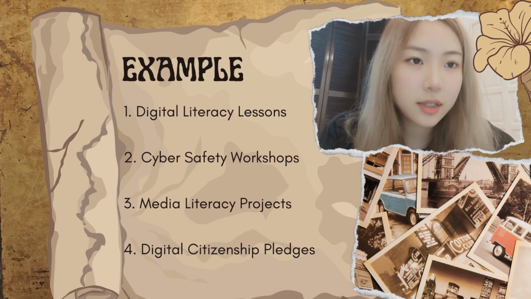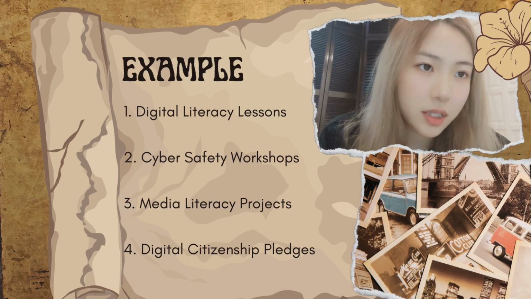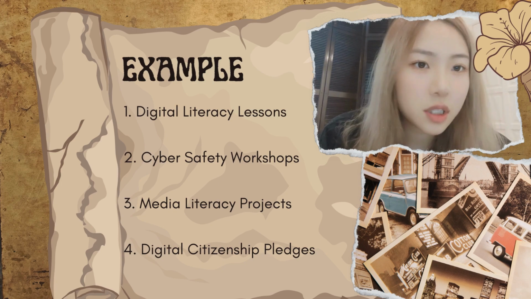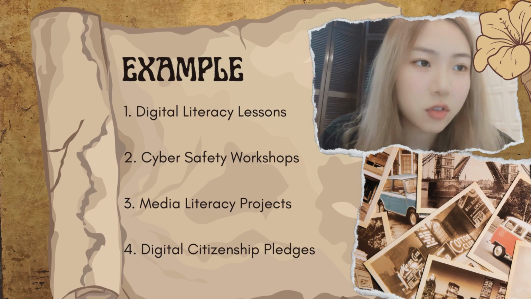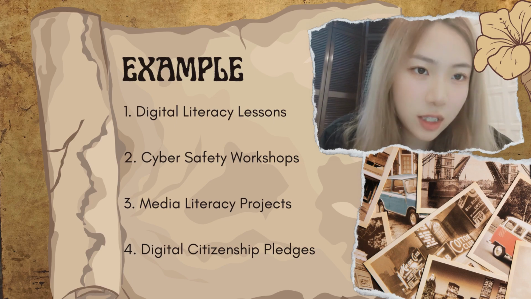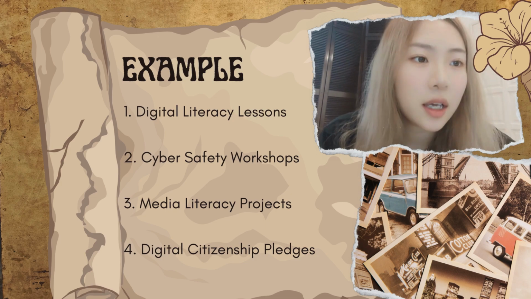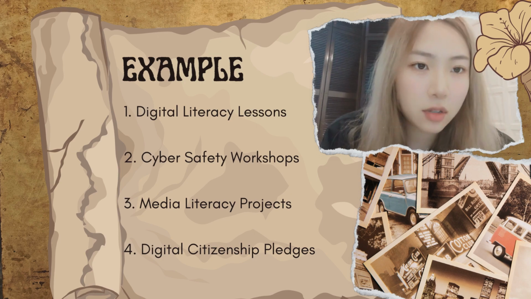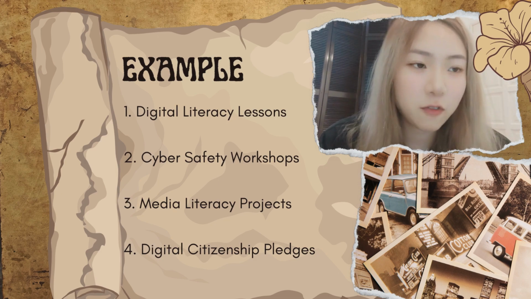Here are some examples of how a school might implement digital citizenship education. The first one is digital literacy lessons. In computer science and technology classes, students learn practical digital literacy skills, such as effective internet research techniques, using productivity software, and evaluating online information for credibility. They also learn about online safety practices and how to protect their personal information online.